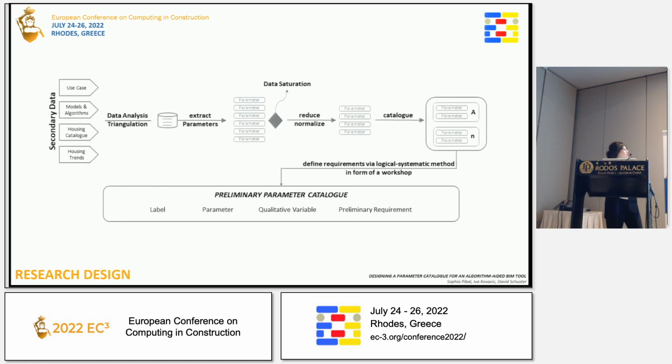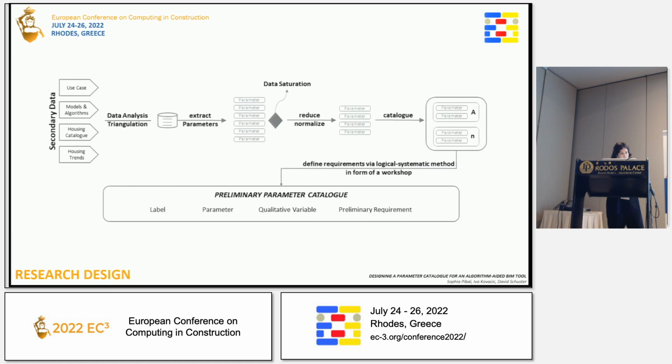So for our research design, as I said before, the algorithm-aided BIM tool is an extension of a research project. So our point of departure was quite a large set of secondary data that we already gathered during the research project. So we had our pilot use case, which is a real built modular multi-story building in Vienna. And from this pilot use case in research-led teaching, we developed variants of building information models via Grasshopper. So we developed the algorithms, and this was part of our secondary data.